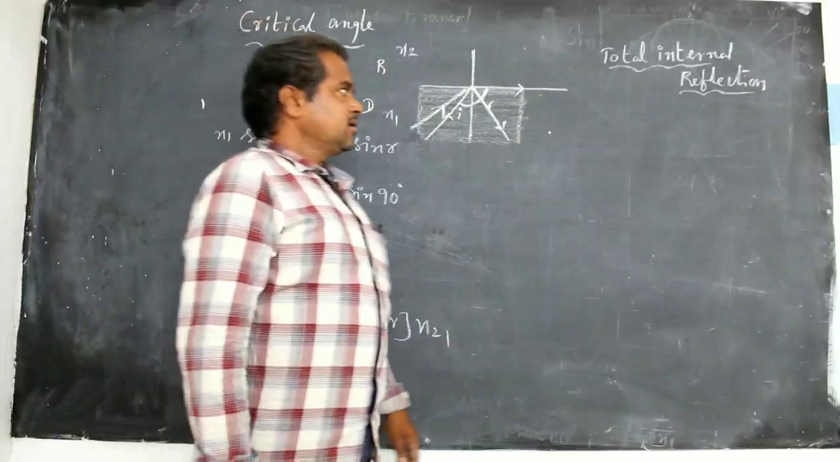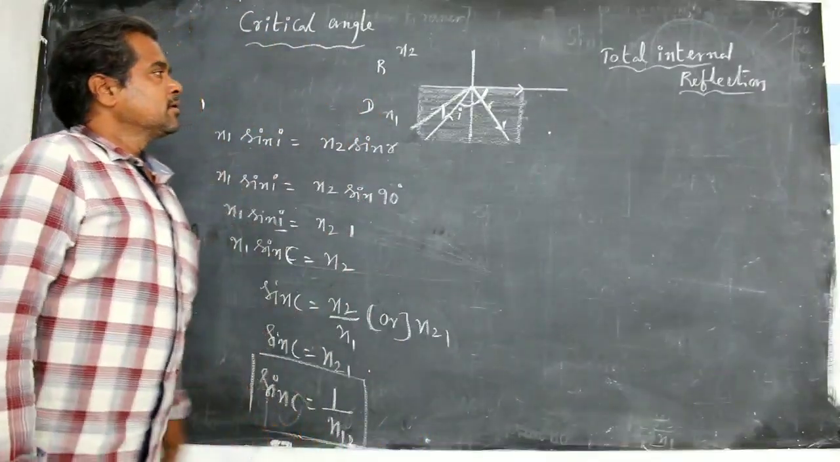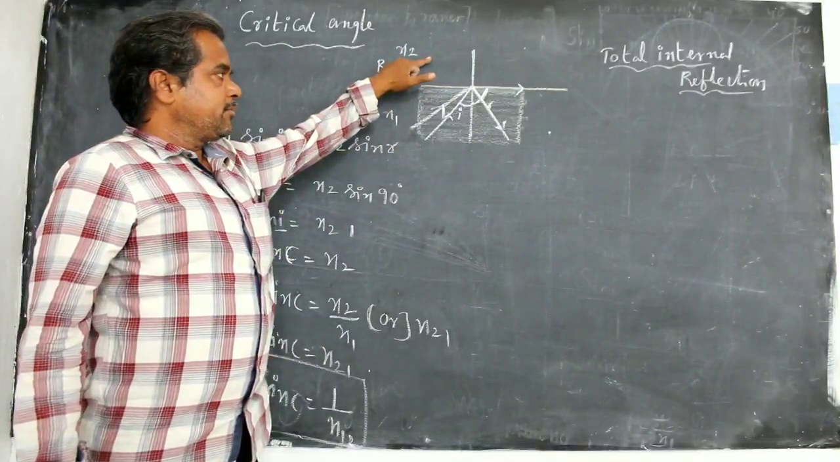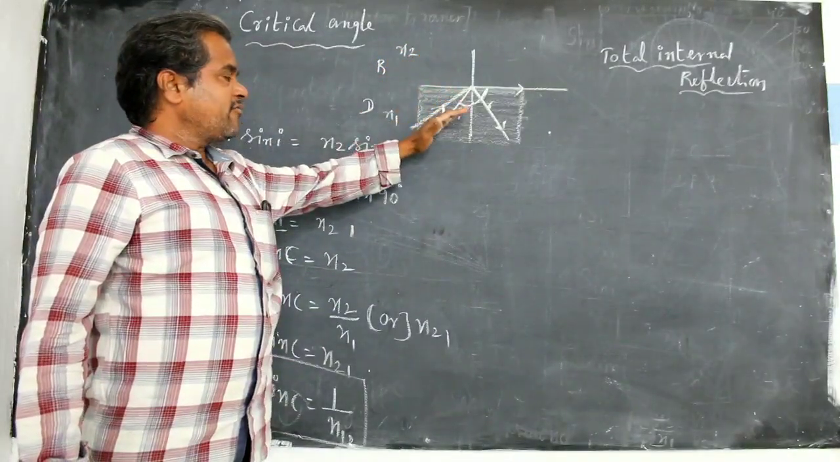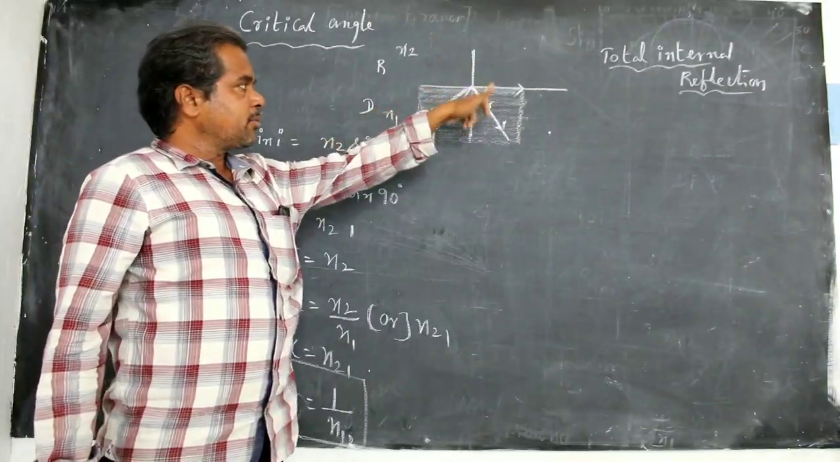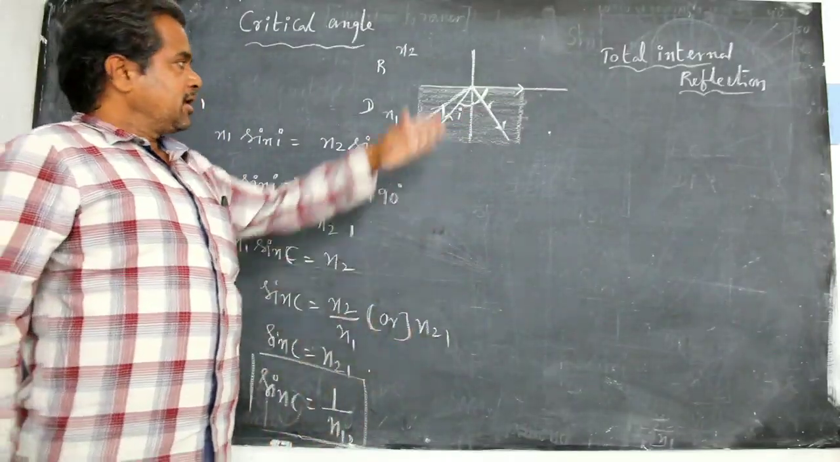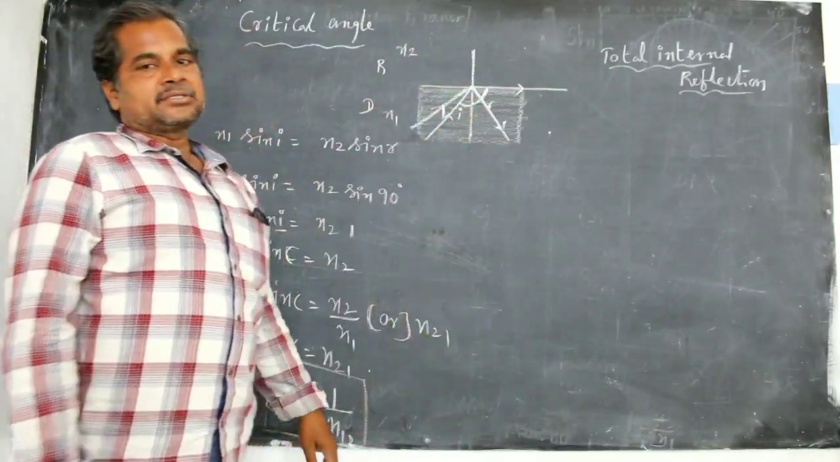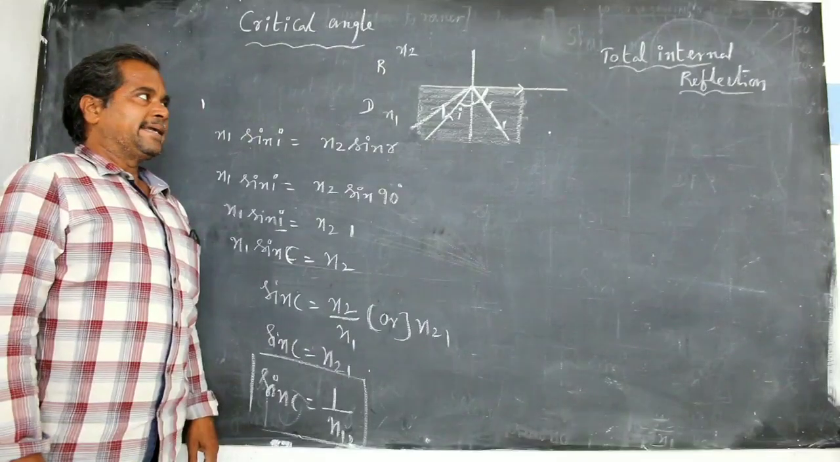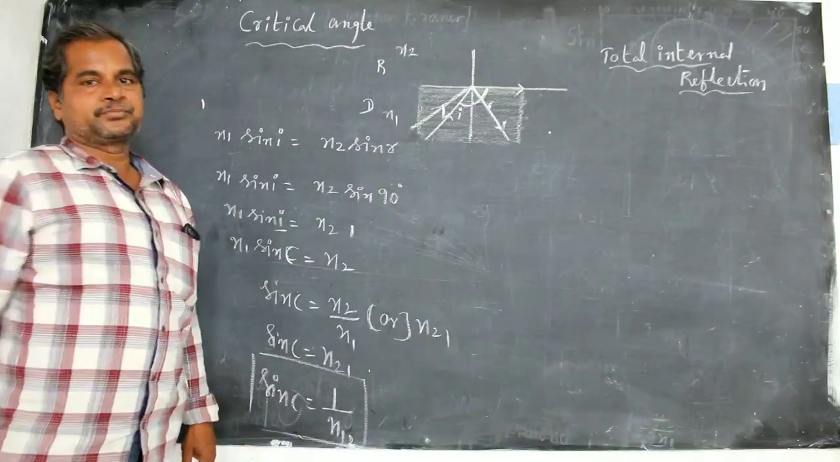Again, any light ray which moves from denser to rarer medium more than the value of critical angle of the denser medium, the corresponding refracted ray reflects into the same denser medium. This phenomenon is known as total internal reflection.